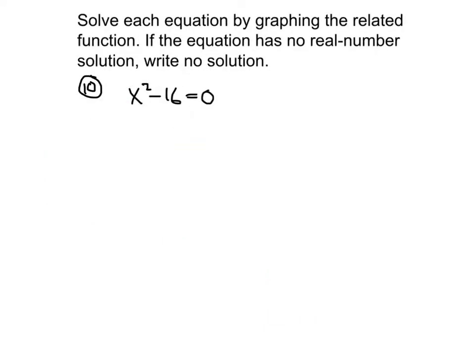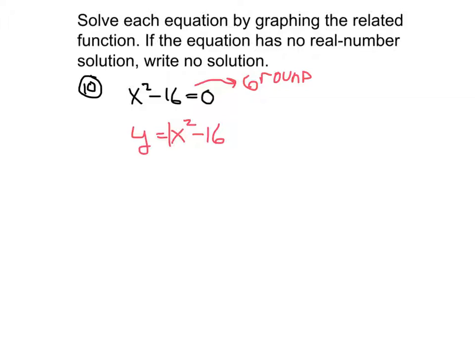In this problem, the directions say solve each equation by graphing the related function. If the equation has no real number solution, write no solution. So we will graph the related function. The related function is y equals x squared minus 16. So we're going to graph this parabola and then find where it hits the ground, 0. Wherever it hits the x-axis represents the answers to our equation. So graphing y equals 1x squared minus 16.